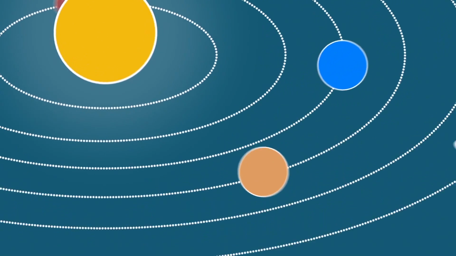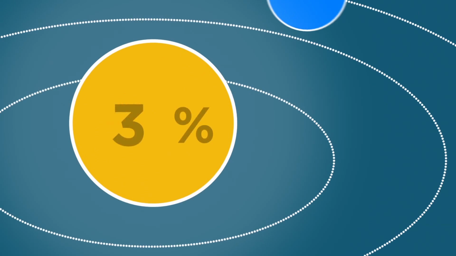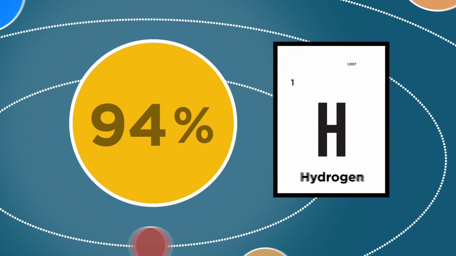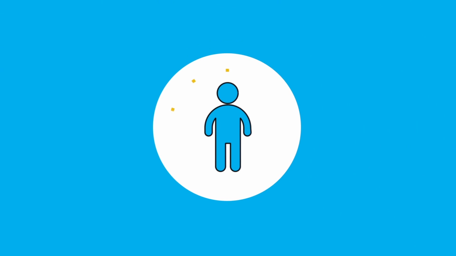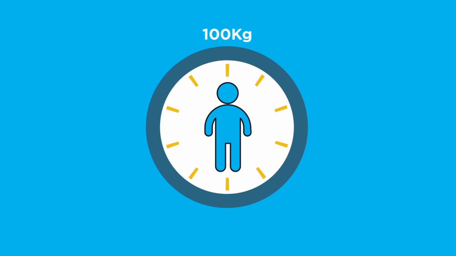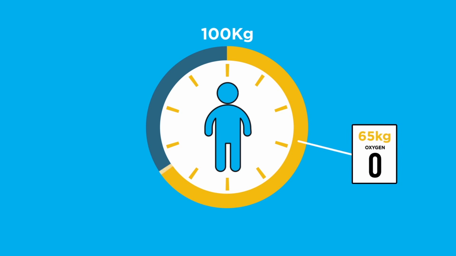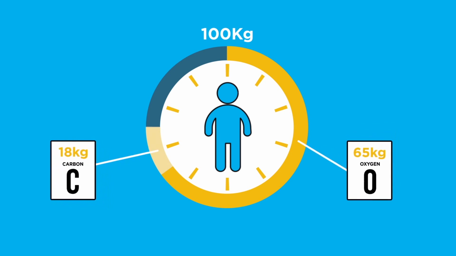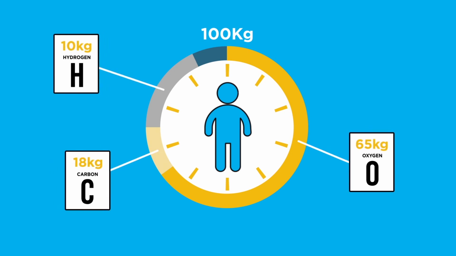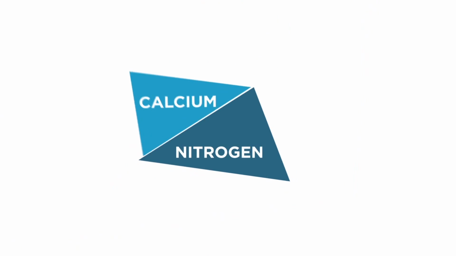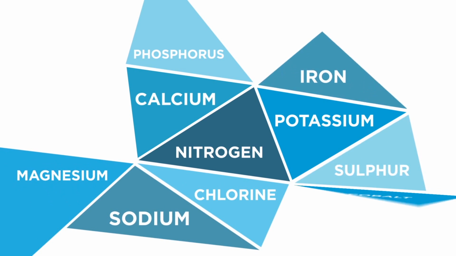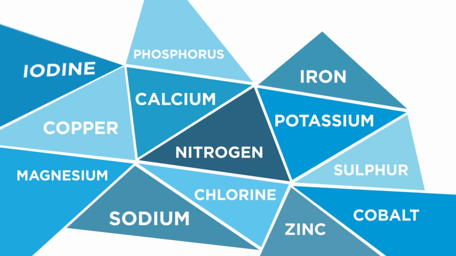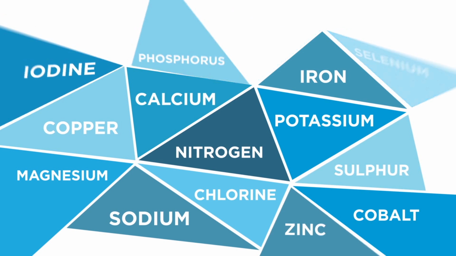Let's see. In stars like the Sun, 94% of all the atoms are hydrogen. The human body itself is very scarce on chemical elements. For every 100 kilos of weight, 65 kilos are oxygen atoms, 18 kilos are carbon atoms, and 10 kilos are hydrogen atoms, which leaves little room for all the other essential elements. Nitrogen, calcium, phosphorus, potassium, sulfur, chlorine, sodium, magnesium, iron, cobalt, copper, zinc, iodine, selenium, fluorine.